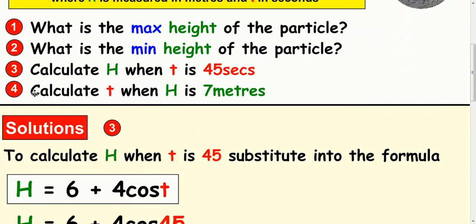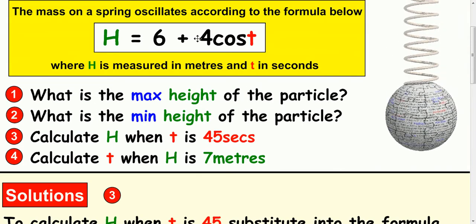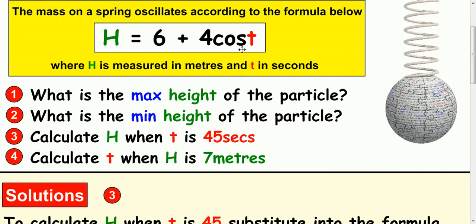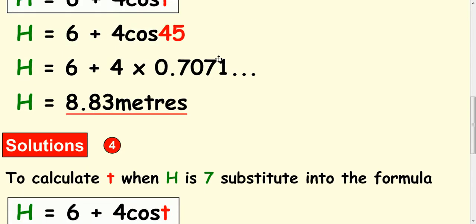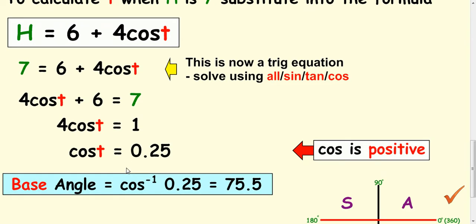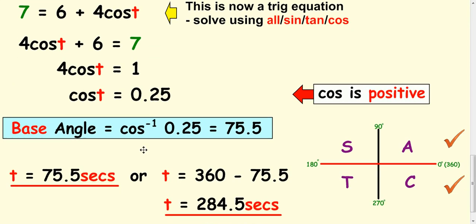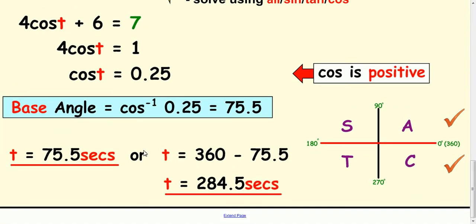To calculate the last part, solution 4 if you like, calculate t when h is 7. Well, you substitute 7 in here and that forms a trig equation and then you solve it. So substitute 7 in and solve the rest. I'm not really going to go through that. You can have a quick look at it here, but it's just a straightforward trig equation.